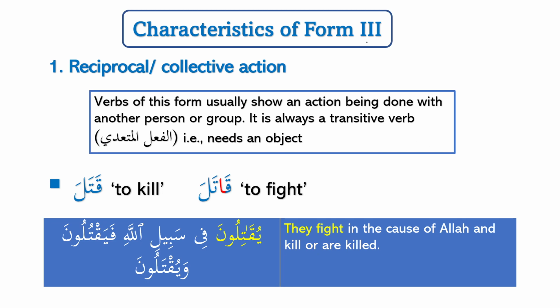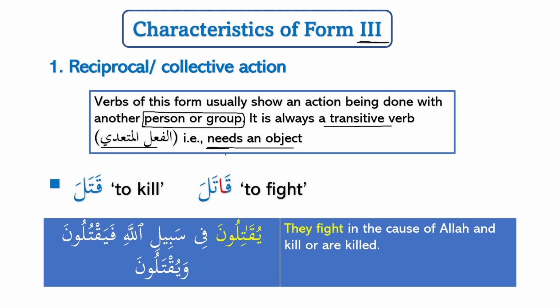Characteristics of form number 3. It has only one characteristic, not a lot. What is that? It is reciprocal. What does that mean? Or it can be collective action. Verbs of this form usually show an action being done with another person or group. So basically, one person is doing or performing an action on the other person or the other group. And it is always transitive. That means it is al-fi'l al-muta'addi, and it always needs an object.